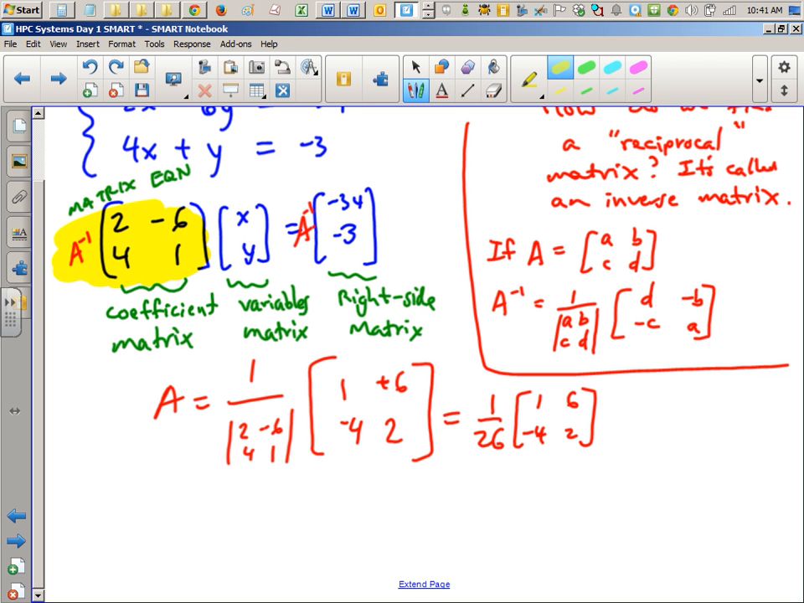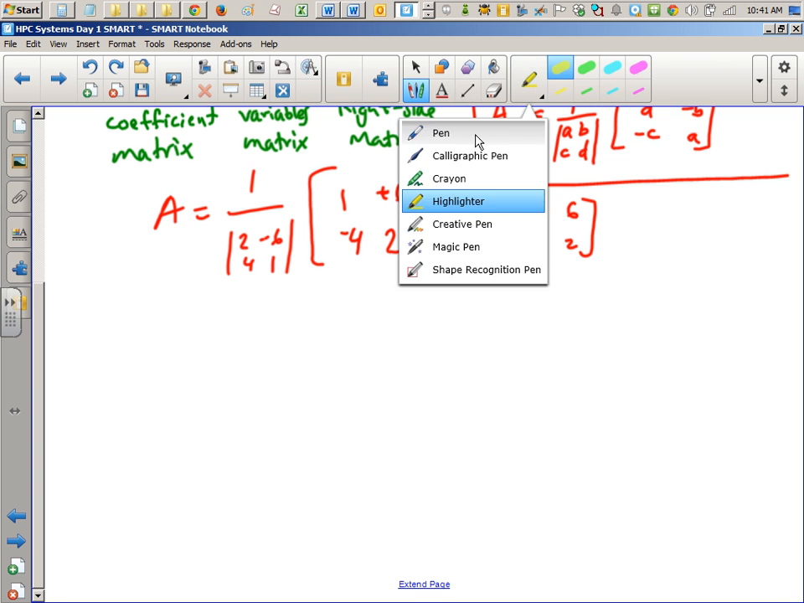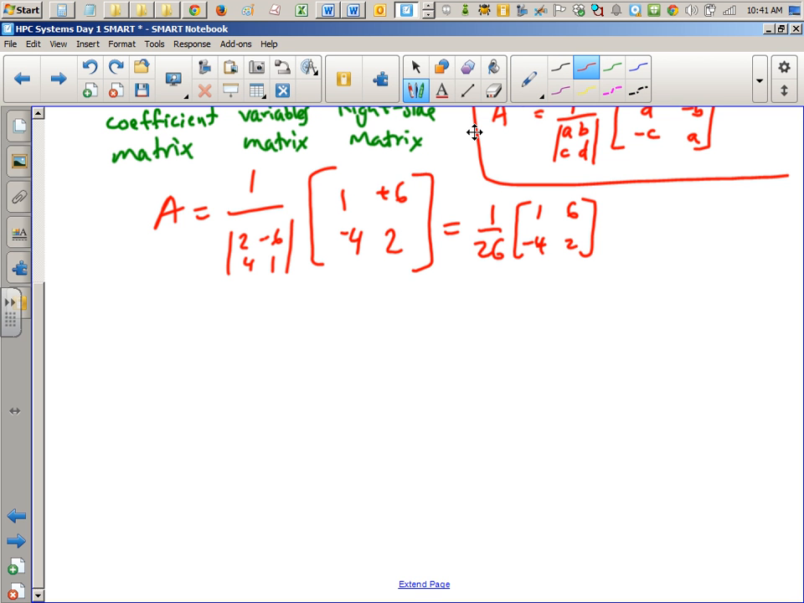Okay? So I'm done with the left side. I'm totally done with the left side. I'm going to focus right here on the right side. I just need to multiply A inverse times -34, -3. Okay, so I know that's kind of hard to write down, but you don't really need to as long as you kind of know what you were intending to do.